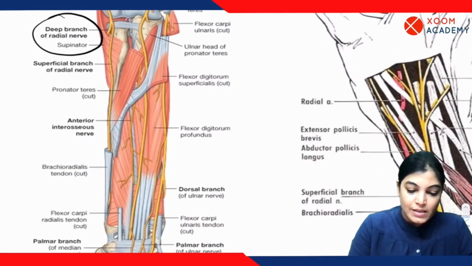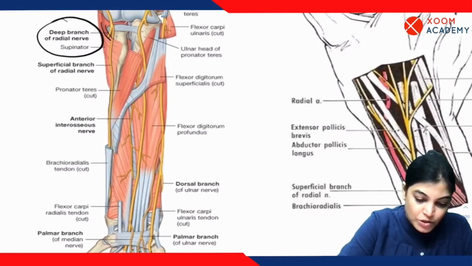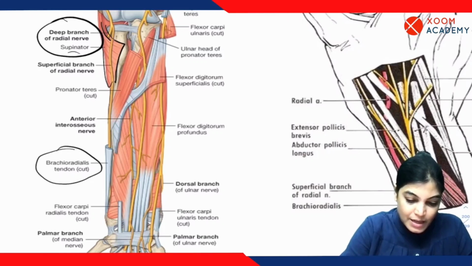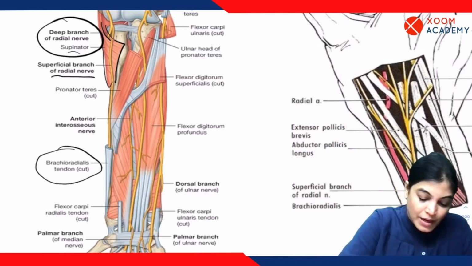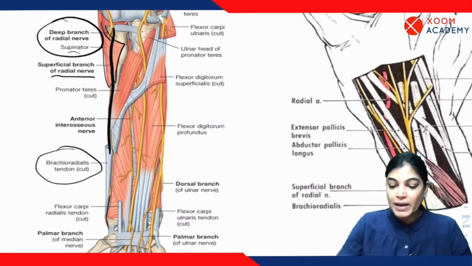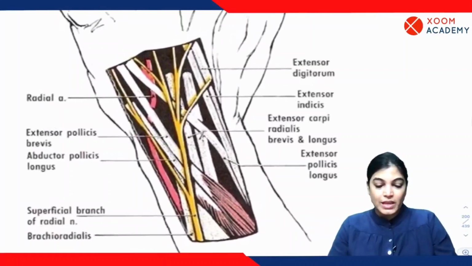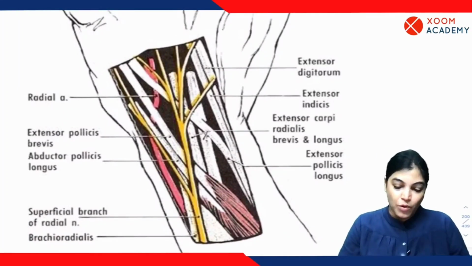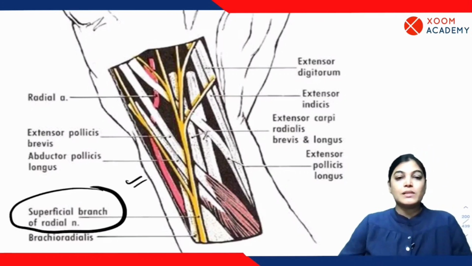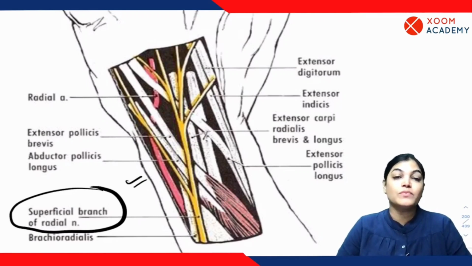Now you can clearly see here, this is the deep branch of the radial nerve. You can see the deep branch is traversing through which muscle? This muscle is the supinator muscle. Again, if I am talking about the superficial branch, here you can see the brachioradialis tendon has been cut, and this is the superficial branch. If I use this color for highlighting it, it is going towards the lateral aspect of the forearm, and ultimately in this diagram you can appreciate that it reaches the level of the anatomical snuff box. The roof of the anatomical snuff box is crossed by the superficial branch of the radial nerve.